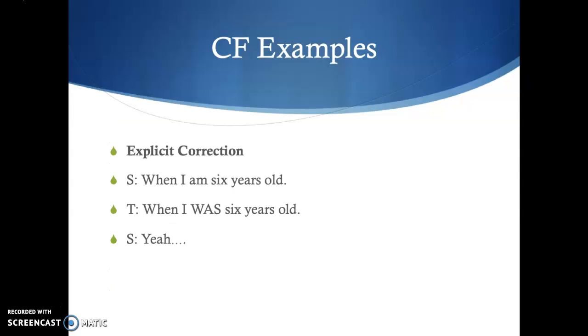And another example of explicit correction. Student: When I am 6 years old. Teacher: When I was 6 years old. And the student: Yeah. So it's basically just acknowledging that they did make a mistake.